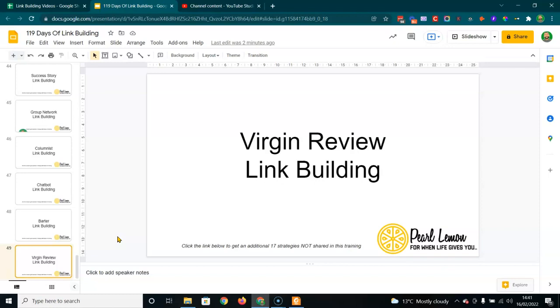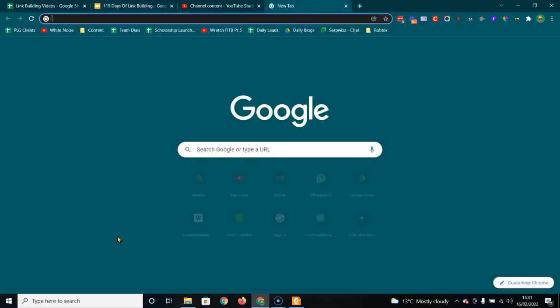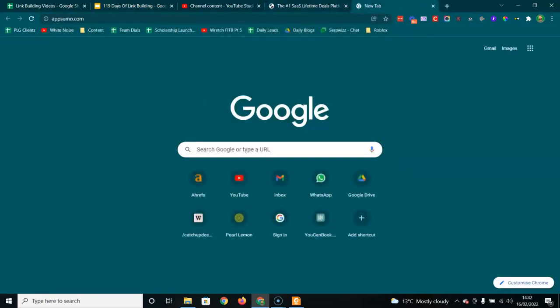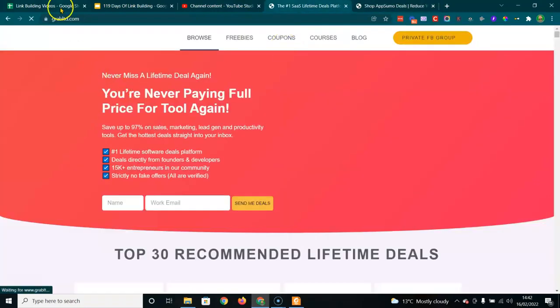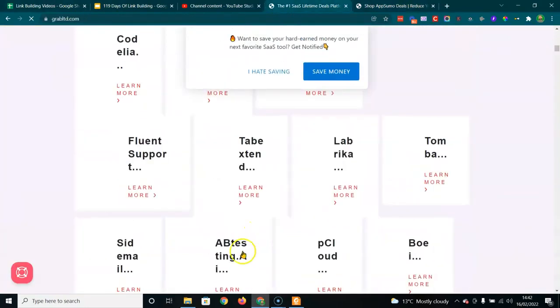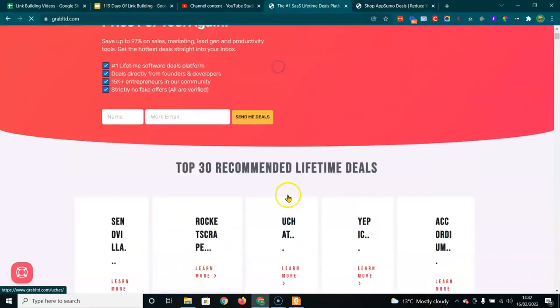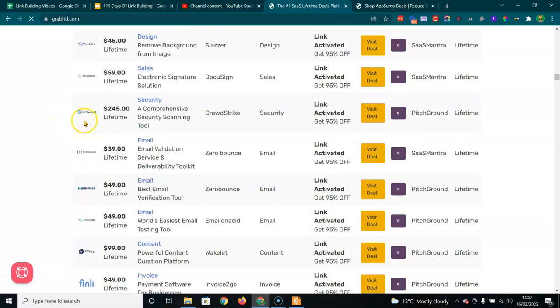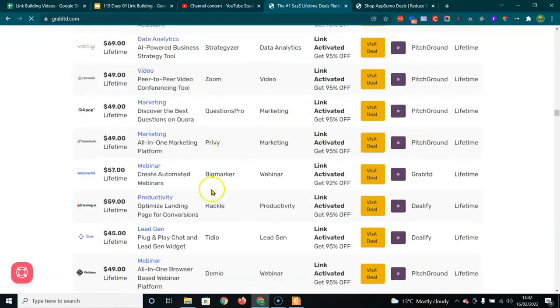A couple of ideas that I'd recommend you look at: there are growing communities around software. GrabLTD is one, AppSumo is another. There are plenty more. You could do the old trick of searching for GrabLTD alternative, AppSumo alternative. And this is for software. My computer's loading terribly slowly, but these are the top 30 recommended lifetime deals. And then they've got tons, and they've got the links to the different sites here as well.